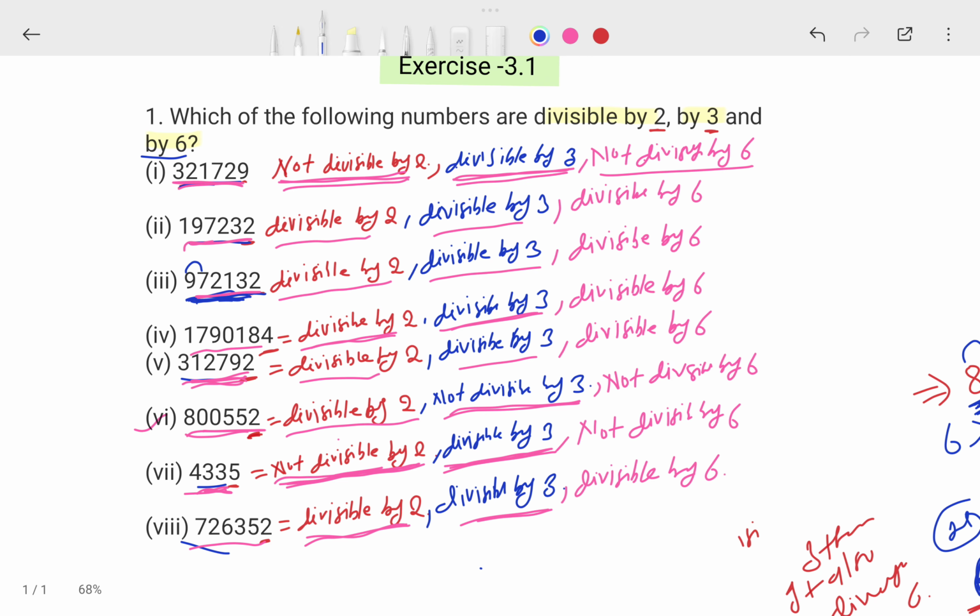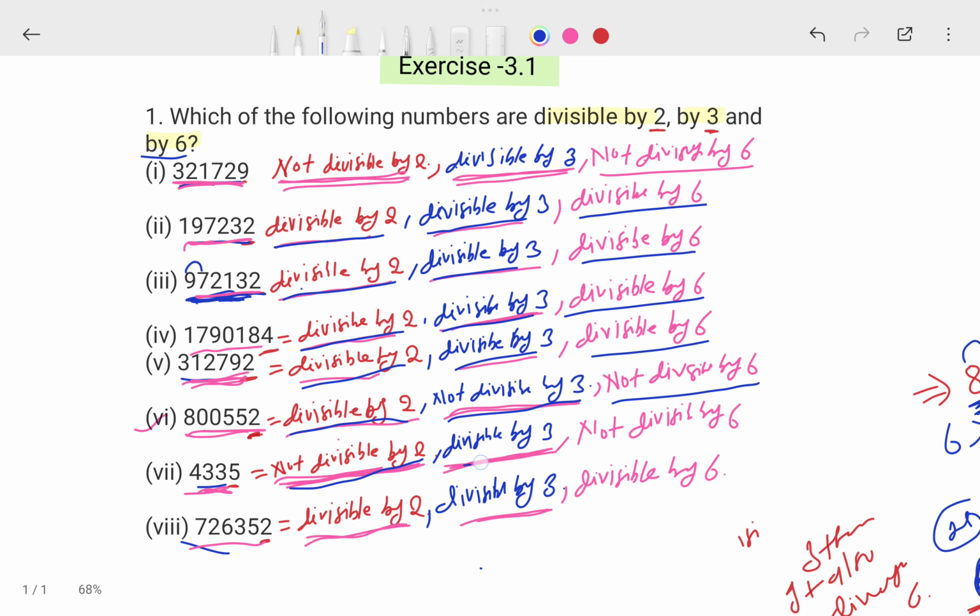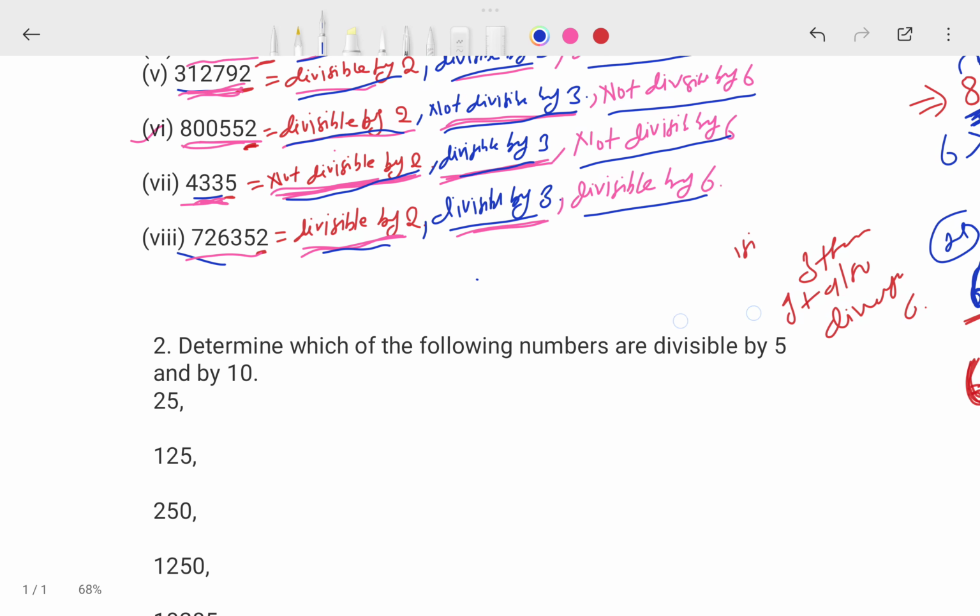Okay, now here: divisible by 2, divisible by 3, divisible by 6; divisible by 2, not divisible by 3, not divisible by 6; not divisible by 2, not divisible by 3, not divisible by 6; divisible by 2, divisible by 3, divisible by 6. Okay, so this is your answer. Okay, let's come to the second question.